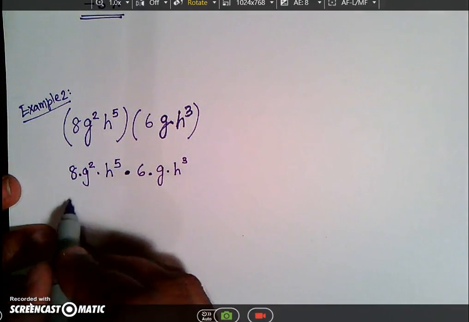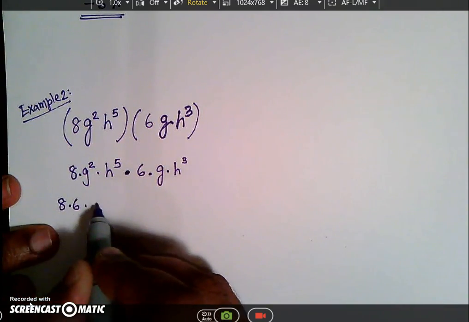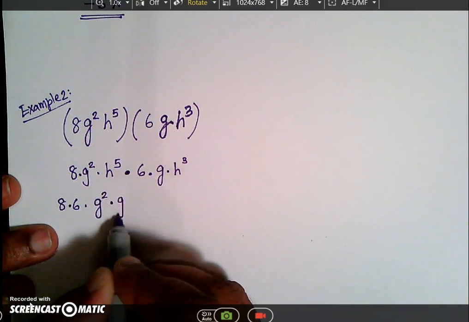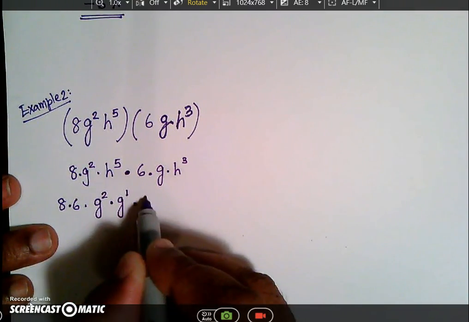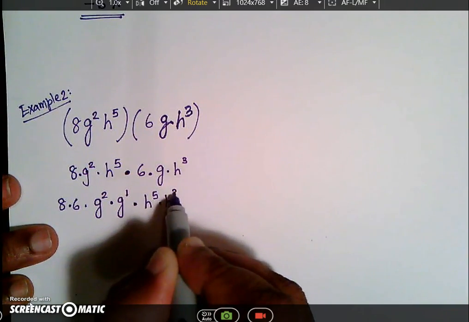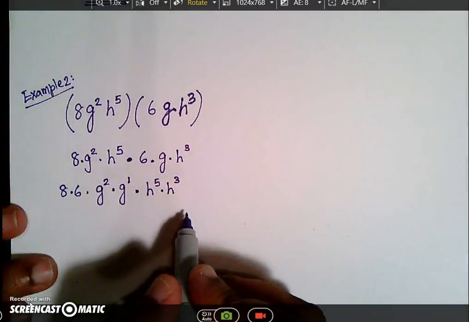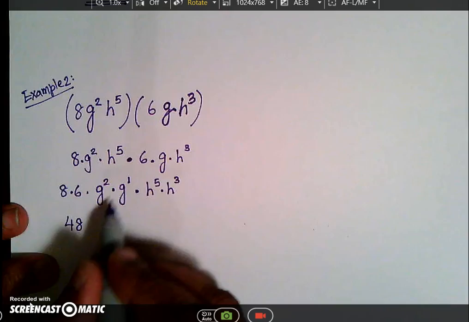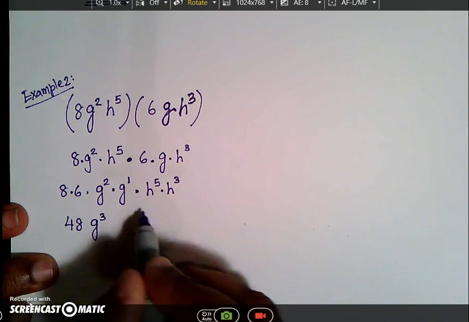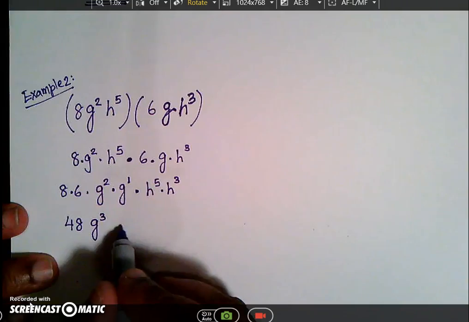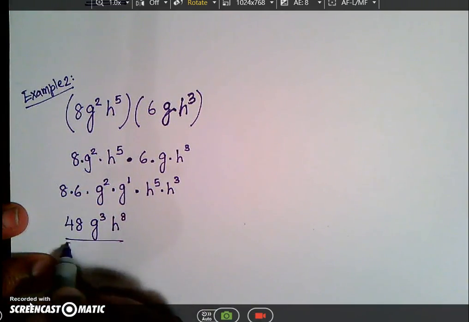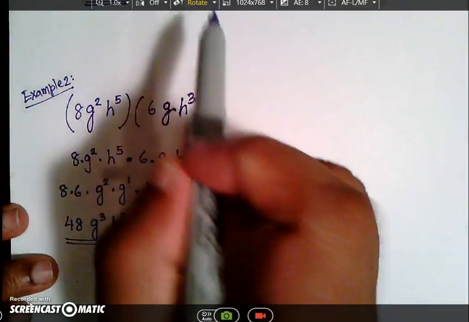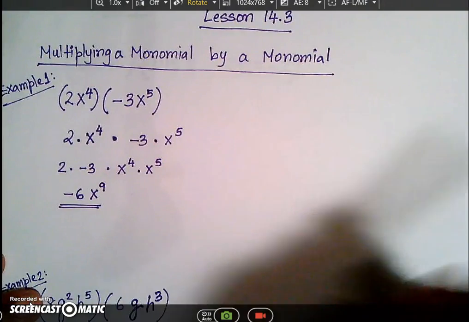So I'm going to multiply the numbers together. So it's 8 times 6. I'm going to bring all the like ones together. I have g squared times g to the power of 1. And I have h to the power of 5 and h to the power of 3. So I'm grouping them together. So 8 times 6 is going to give me a 48. G squared times g to the power of 1 is g cubed. H to the power of 5 times h to the power of 3 is h to the power of 8. So multiplying these two monomials gives rise to this monomial. So that's multiplying a monomial by a monomial.